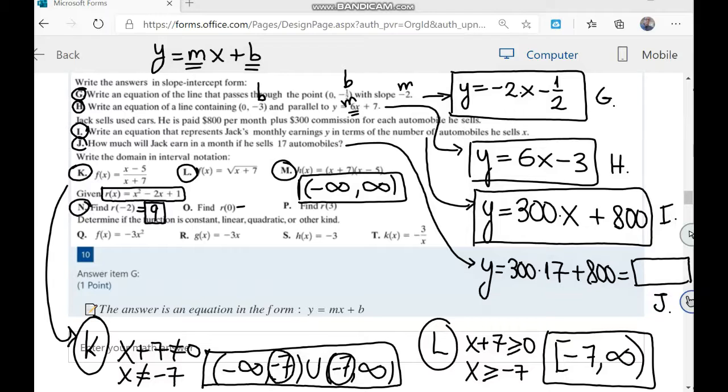Next one is even easier because, have a look, it's 0. X equals 0. Plugging 0 into the function: 0 squared is 0, minus 2 times 0 is 0, plus 1. 0 plus 0 plus 1 is 1. And the last question, letter P. R of 3, so x equals 3. Plug in 3 into the equation. 3 squared is 9, minus 2 times 3, which is 6. 9 minus 6 is 3, 3 plus 1, this one equals 4. So now we finished N, O, and P.